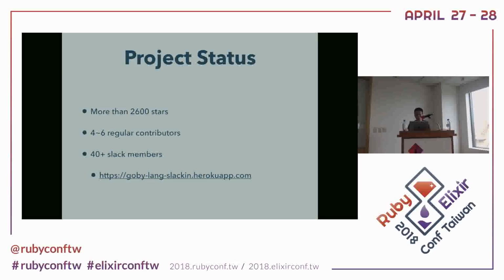Until now, the project has more than 2,600 stars, so I think this means that there are some people who are interested in Gobi. And we now have 4 to 6 regular contributors working on Gobi. Finally, there are more than 40 people in our Slack. It's not a big number, but we often have discussions or share information with each other. So you can join us on the Slack to watch our discussions, or maybe join us if you are interested.